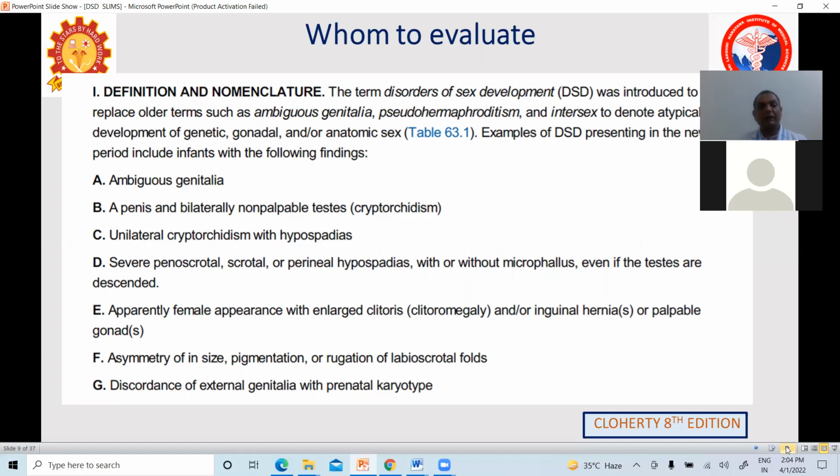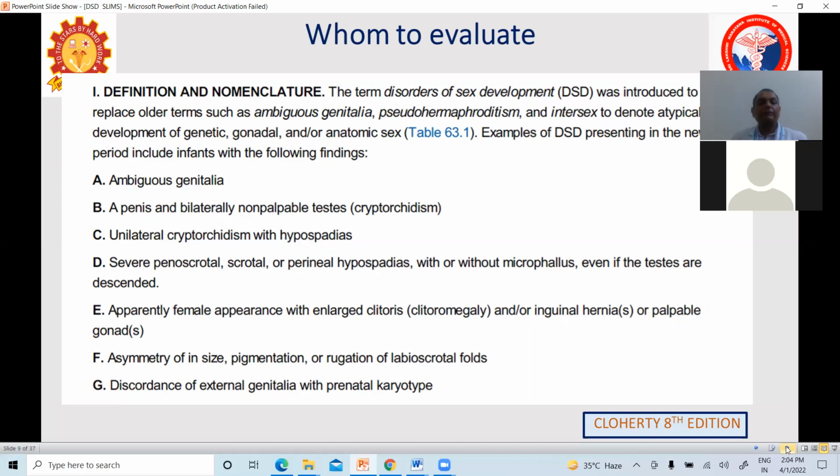Like by naked eye examination, you are not able to differentiate the genitalia. You are not able to make out whether it is male or female. So you can say that it is ambiguous genitalia. A penis and bilateral non-palpable testis: penis is there, but testis is not palpable. Then you can say that it is DSD. Why do we keep a penis with bilateral non-palpable testis as DSD? Because by seeing the penis, what looks like a penis may be a hypertrophic clitoris, and what you are seeing as testis may be labia majora and labioscrotal folds.